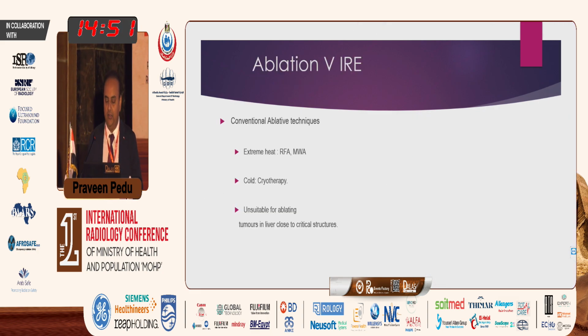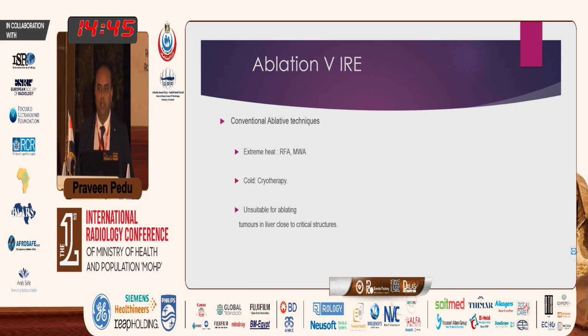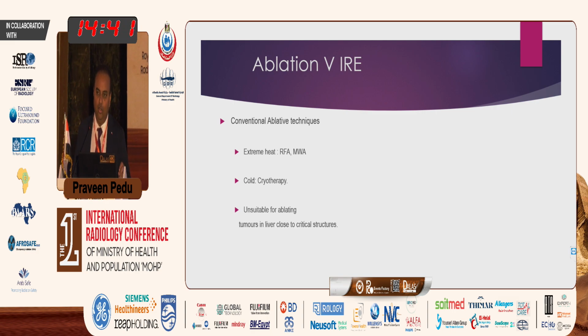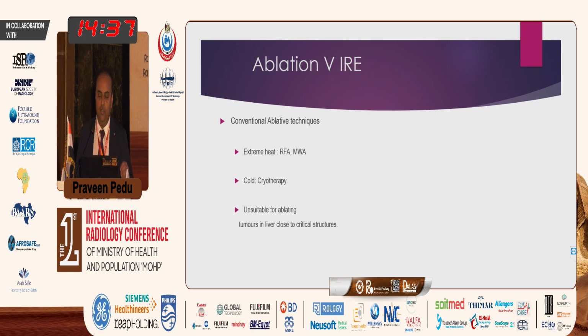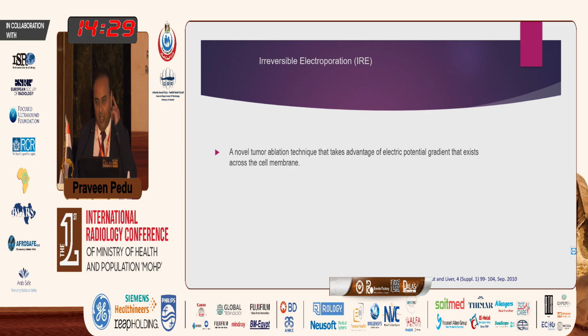And what is irreversible electroporation, and how is it different from ablation? Now, conventional ablative techniques use extreme temperatures to cause tissue destruction, whereas these techniques are not suitable when you're treating tumors in critical locations within the liver. For example, tumors close to the gallbladder, the bile ducts or major vessels. These thermal ablations can cause complications. So irreversible electroporation is there to fill that space.